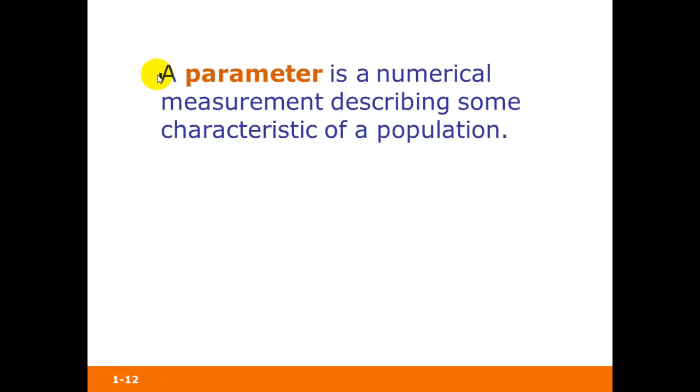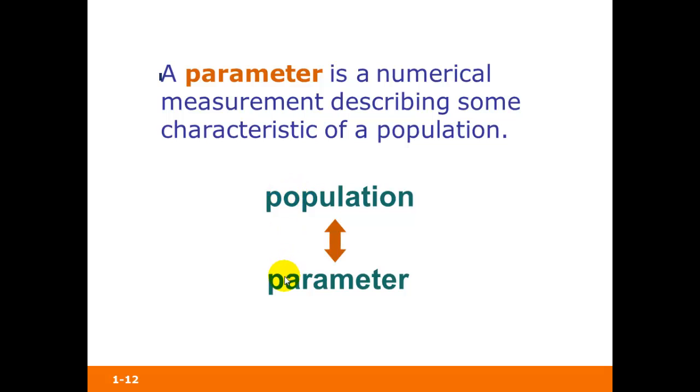If we have a census and we can collect information about the entire population, then any numerical measurement that we get from the census is called a parameter. So a parameter is some type of calculation that gives us a numerical measurement describing a characteristic of a whole population instead of just describing the sample. So population and parameter go together, and notice again that they both start with the same letter P. So if you're trying to remember which word goes with which, just remember that sample and statistic both start with S, population and parameter both start with P.